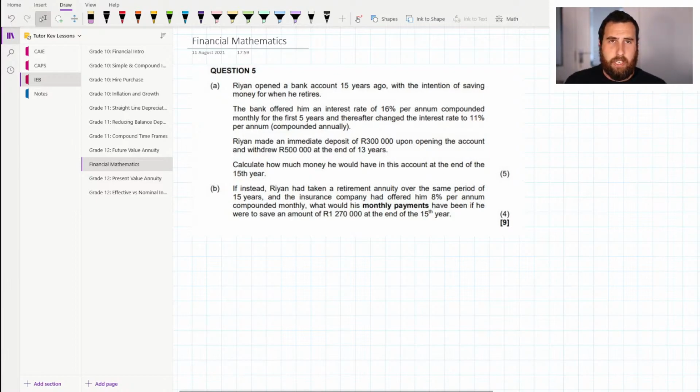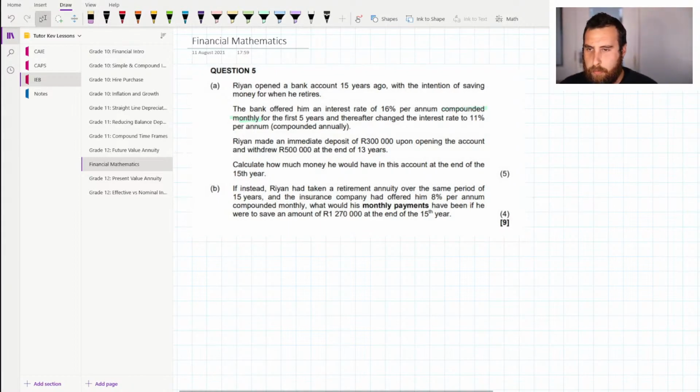So clearly we're looking at the 300,000 Rand deposited. There are no other deposits, but we're going to have to split this up into the 2 separate time periods. Notice how we are compounding this amount monthly. So compounded monthly means we need to multiply the number of years by 12, and then we need to look at the next bit of time, which is compounded annually, which is just your standard compound interest formula.